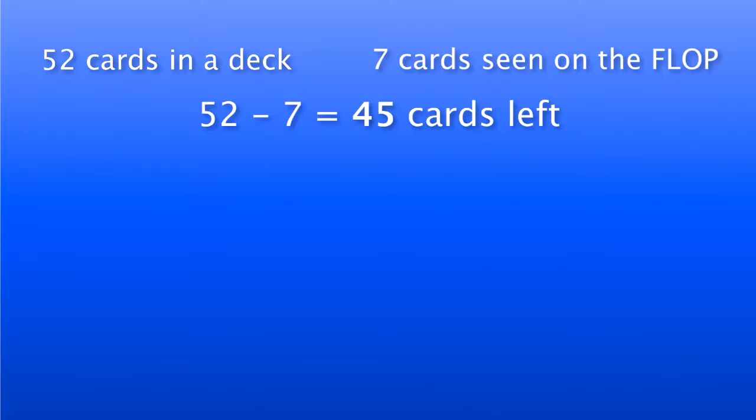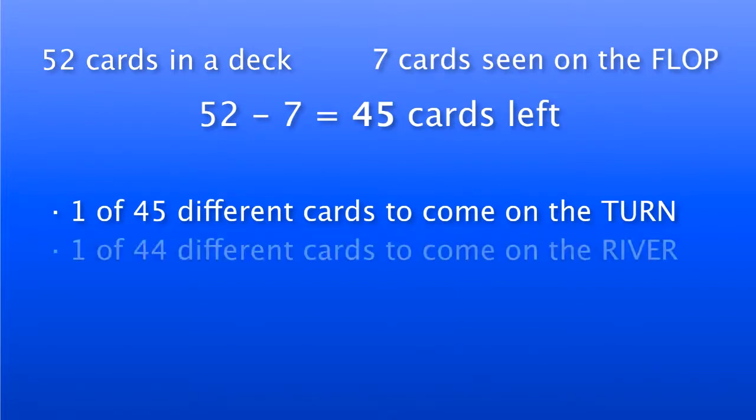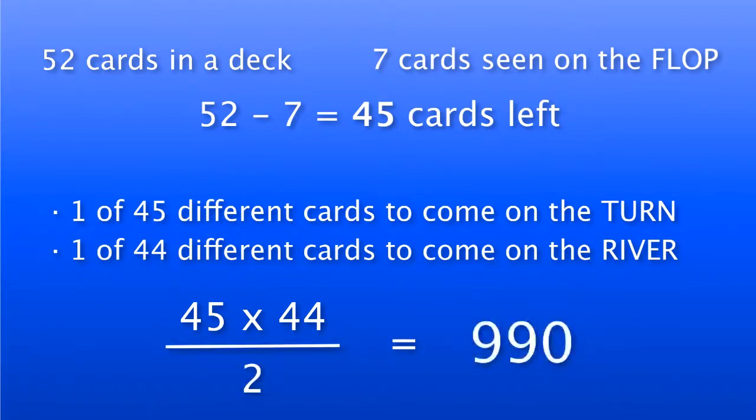The answer is, there are one of 45 different cards that could come on the turn, and that will leave one of 44 different cards to come on the river after that. But there's one catch. For this calculation, we don't care what order the cards come in. To account for that mathematically, we have to divide by 2. And there we get our answer. There are 990 remaining combinations of turn and river cards left in the deck.